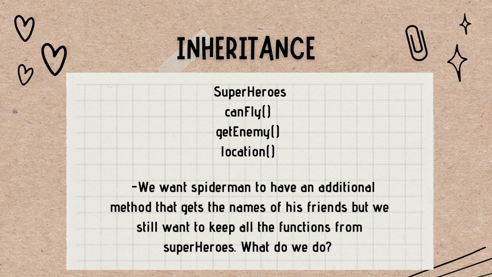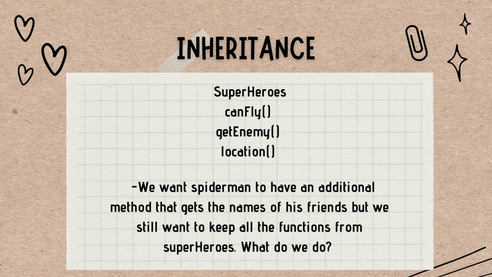Now we're going to talk about inheritance. This is a little bit more complicated, but this is where object-oriented programming can be really helpful for us. For example, here we have a class called superheroes and it has methods can fly, get enemy, and the location. Let's say we want Spider-Man to have an additional method that gets the name of his friends. But we still want all the functions that are in the superheroes. So what can we do?